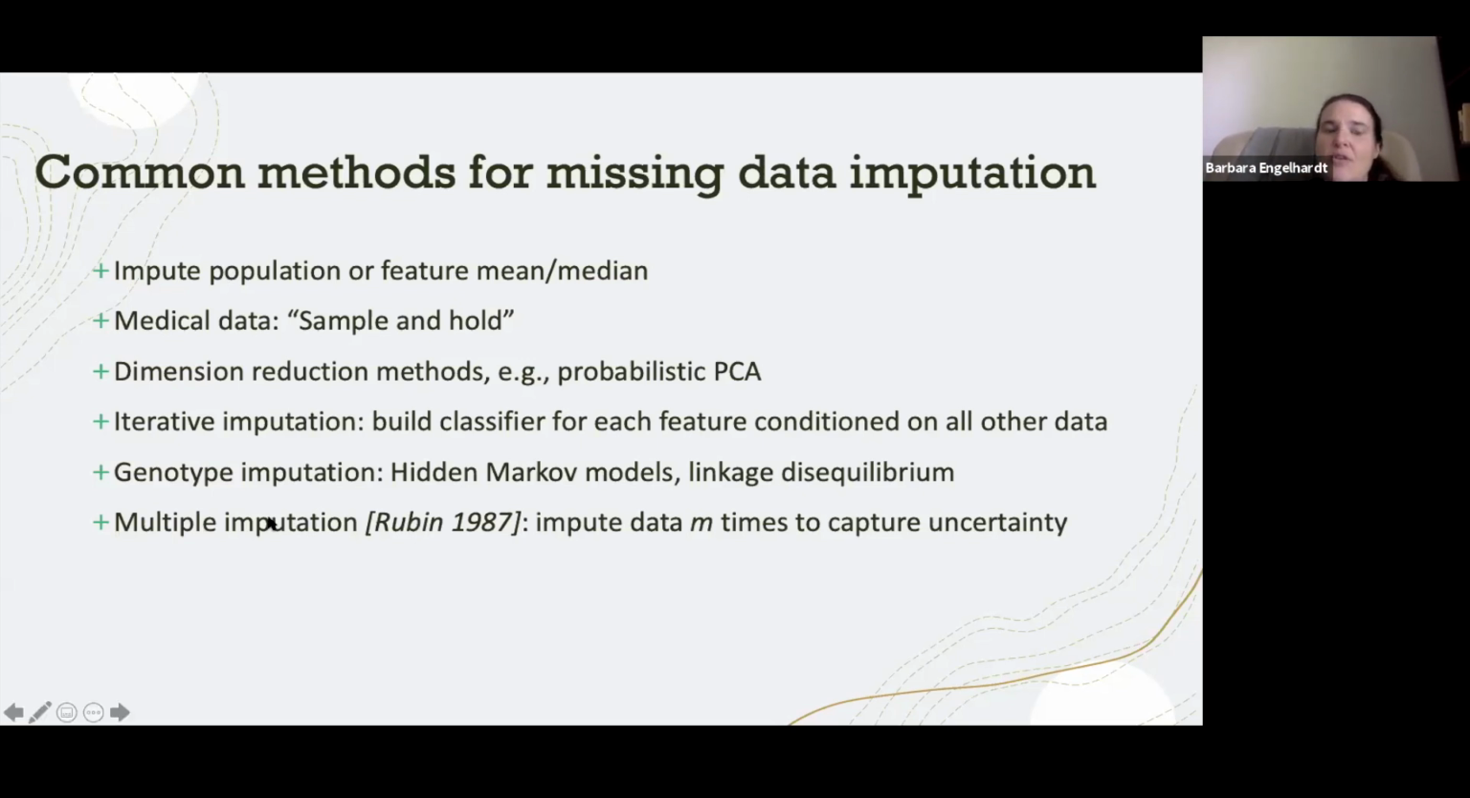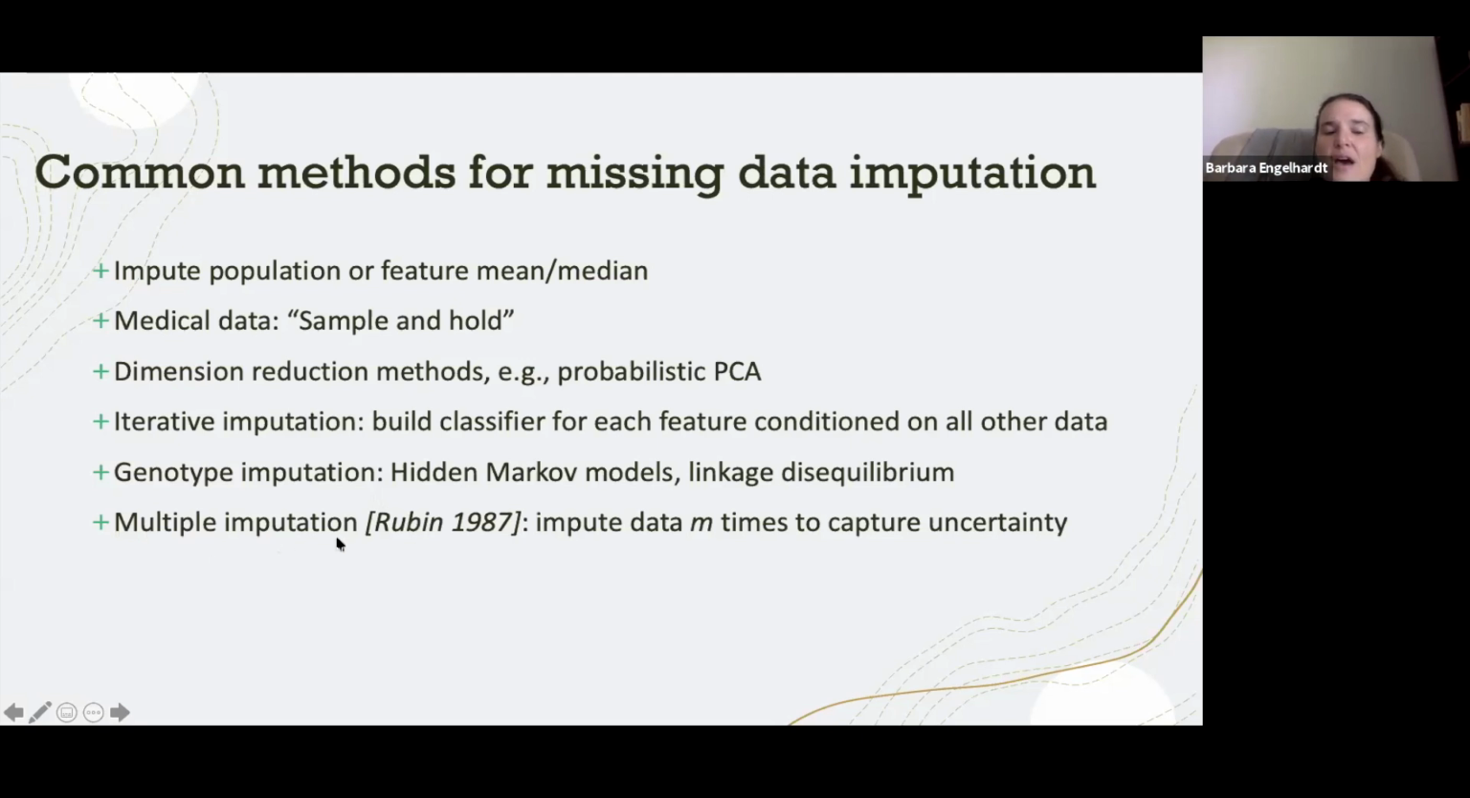Genotype imputation relies on essentially a version of a hidden Markov model, and relies heavily on, again, linkage disequilibrium, which is this correlation among neighboring SNPs. So given a covariance matrix, essentially you can describe the imputed values for those missing variants.